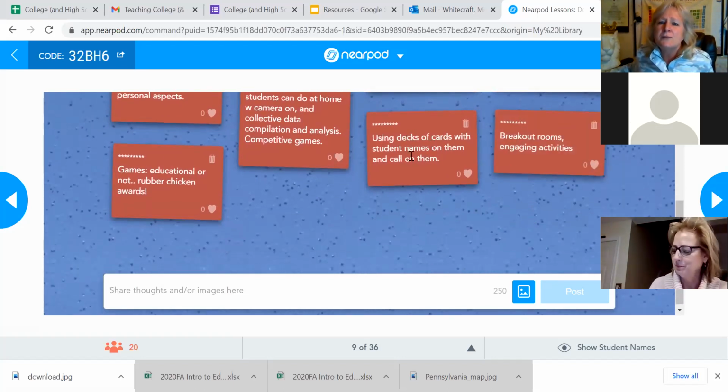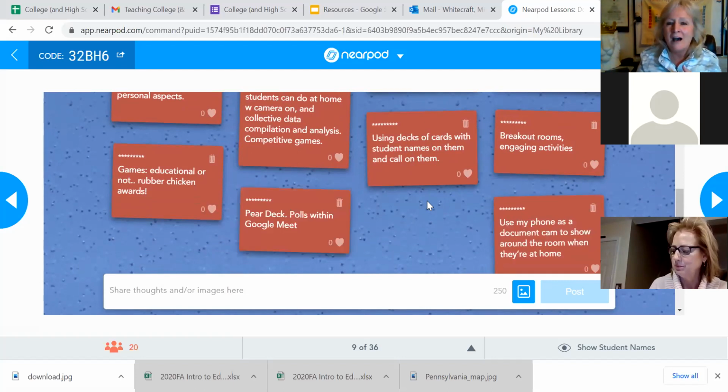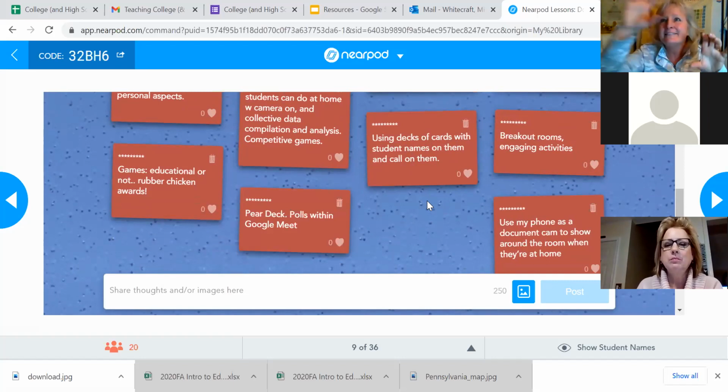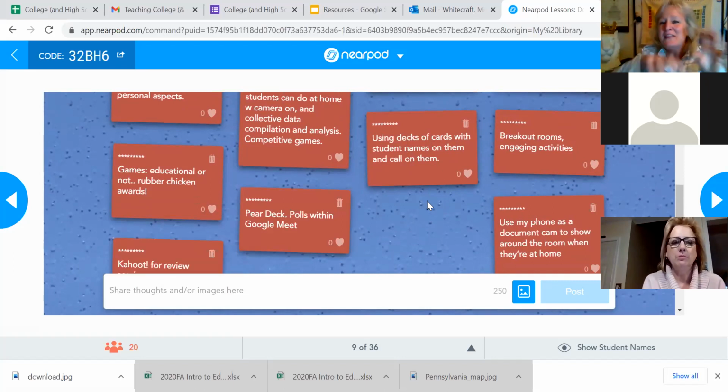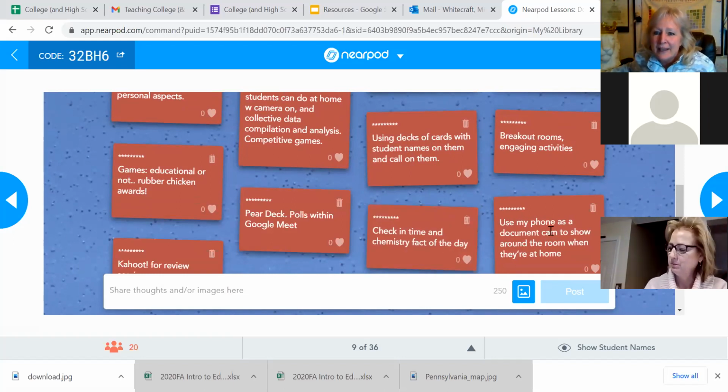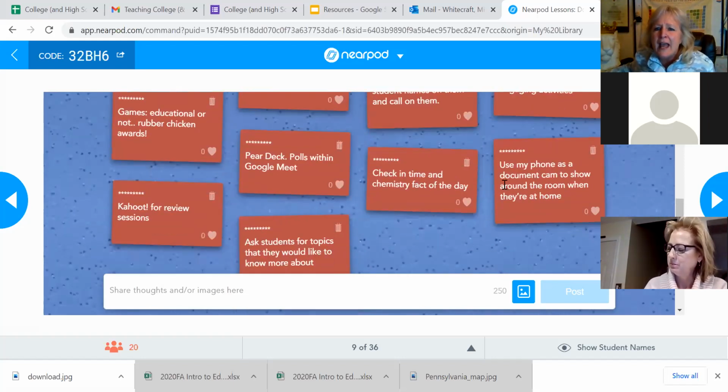Using a deck of cards with students' names on them to call on them. That's great. I kind of wish it was like that game where the different cubicles light up and do it randomly. So yeah, I enjoy that too. Breakout rooms, use my phone as a document cam to show around the room when they're at home. That's a great idea. Some of the students might not want to show where they are, but that's okay.